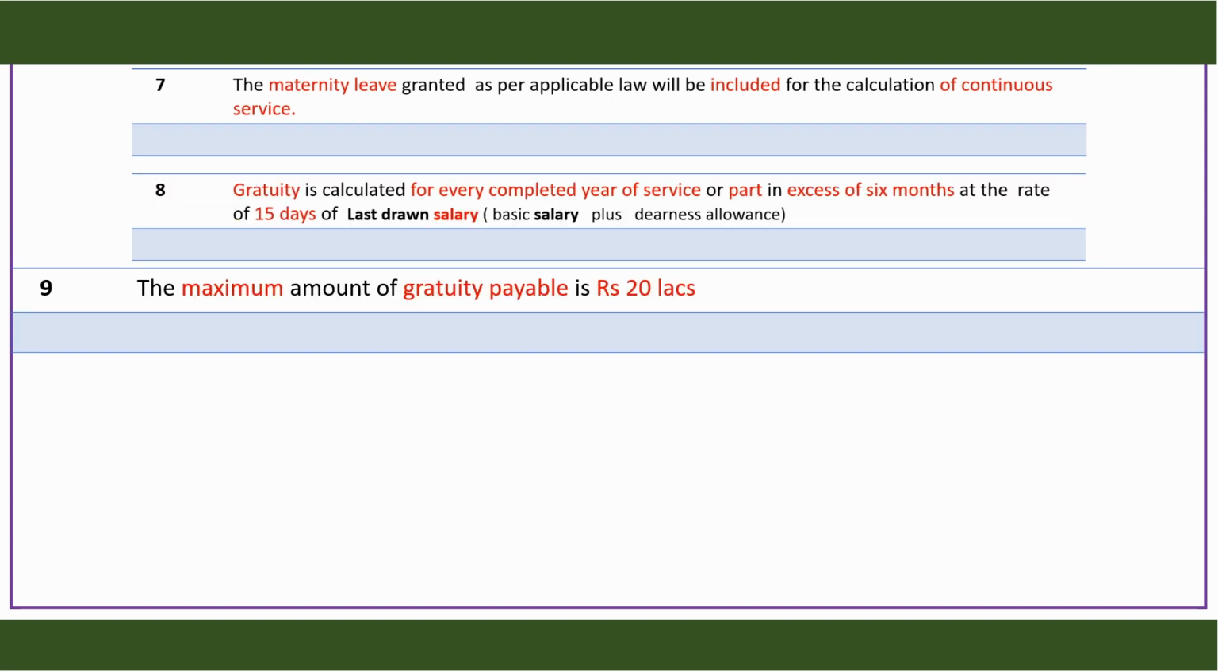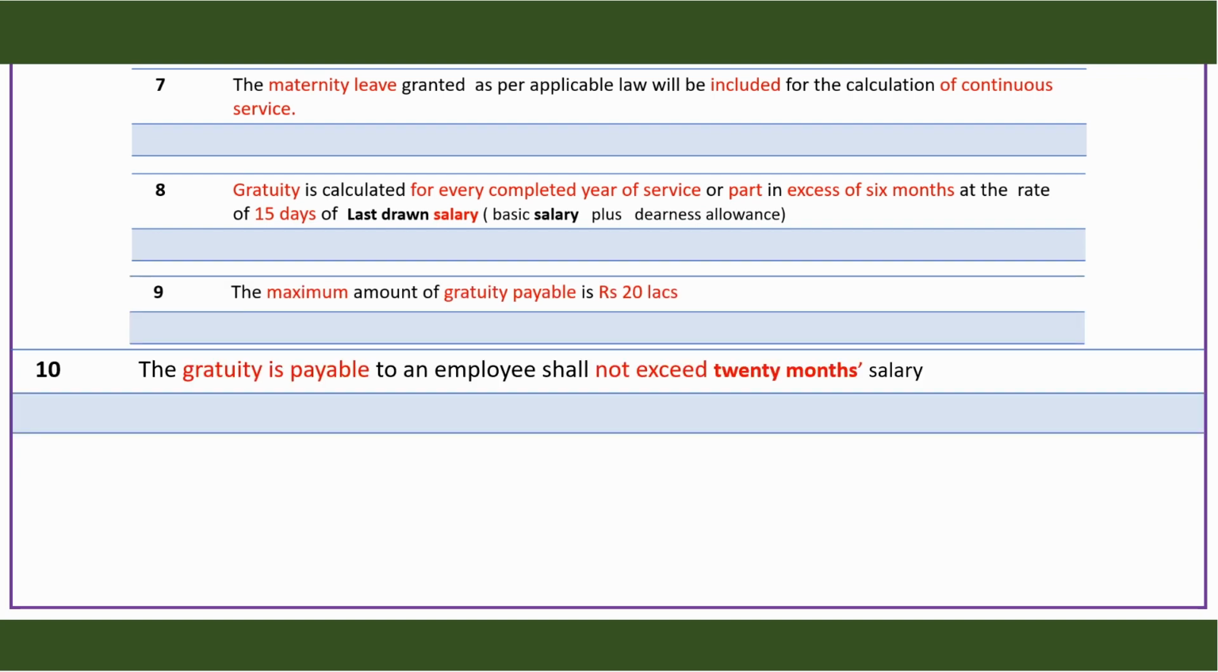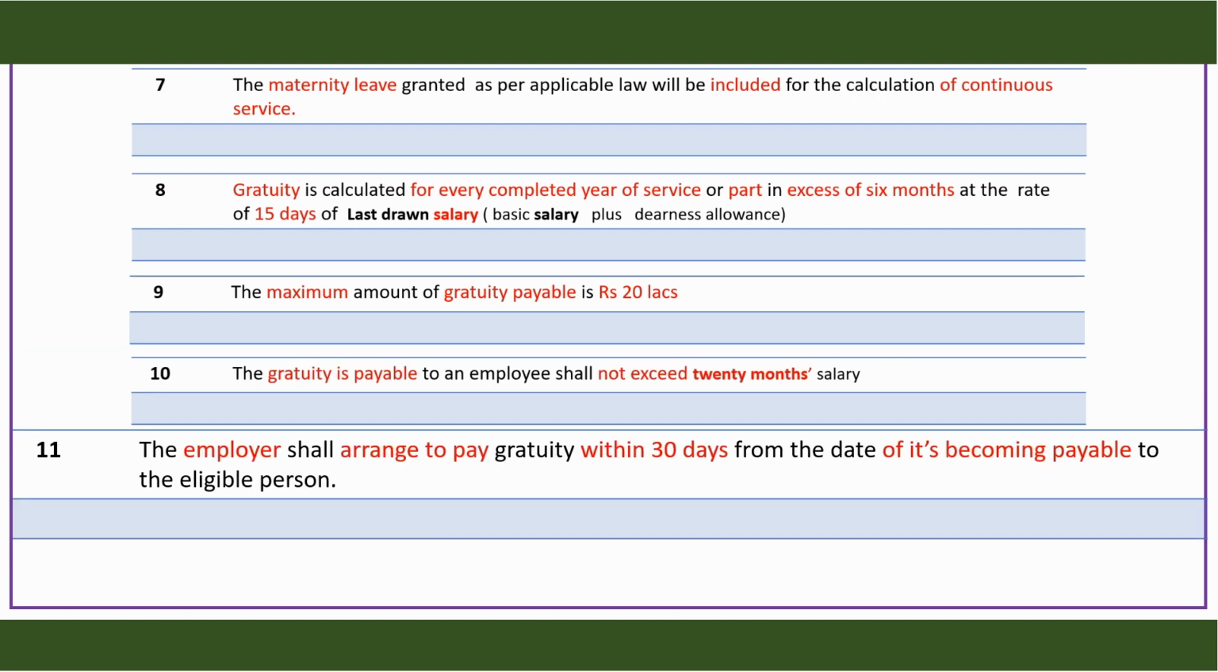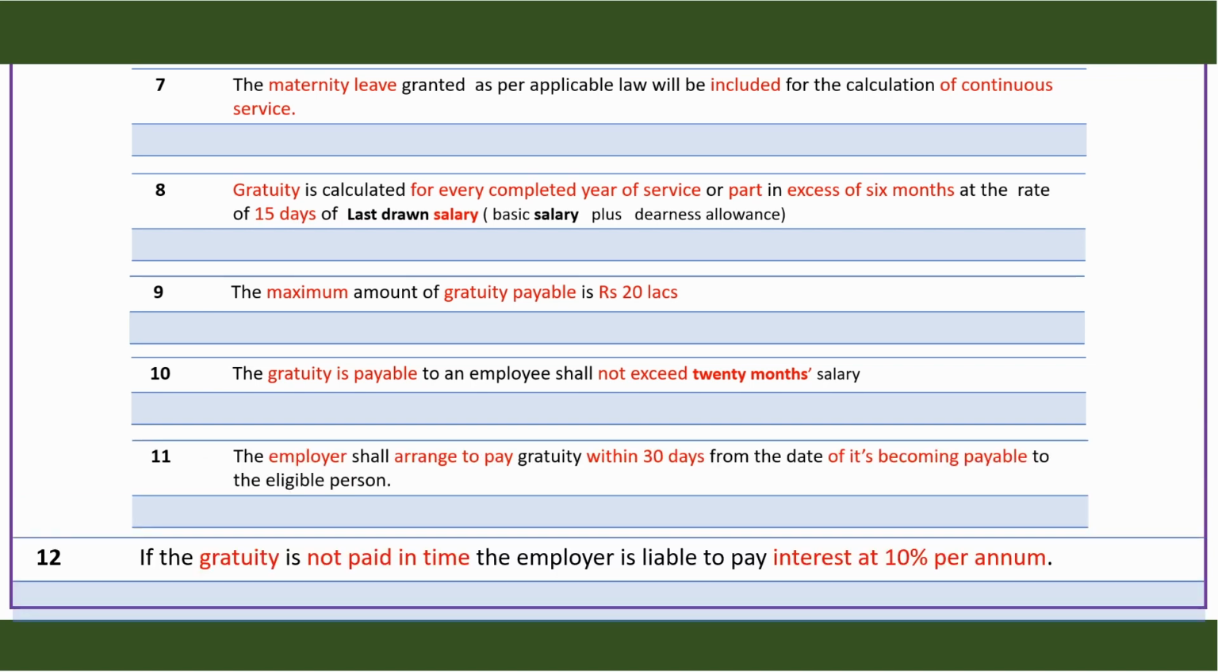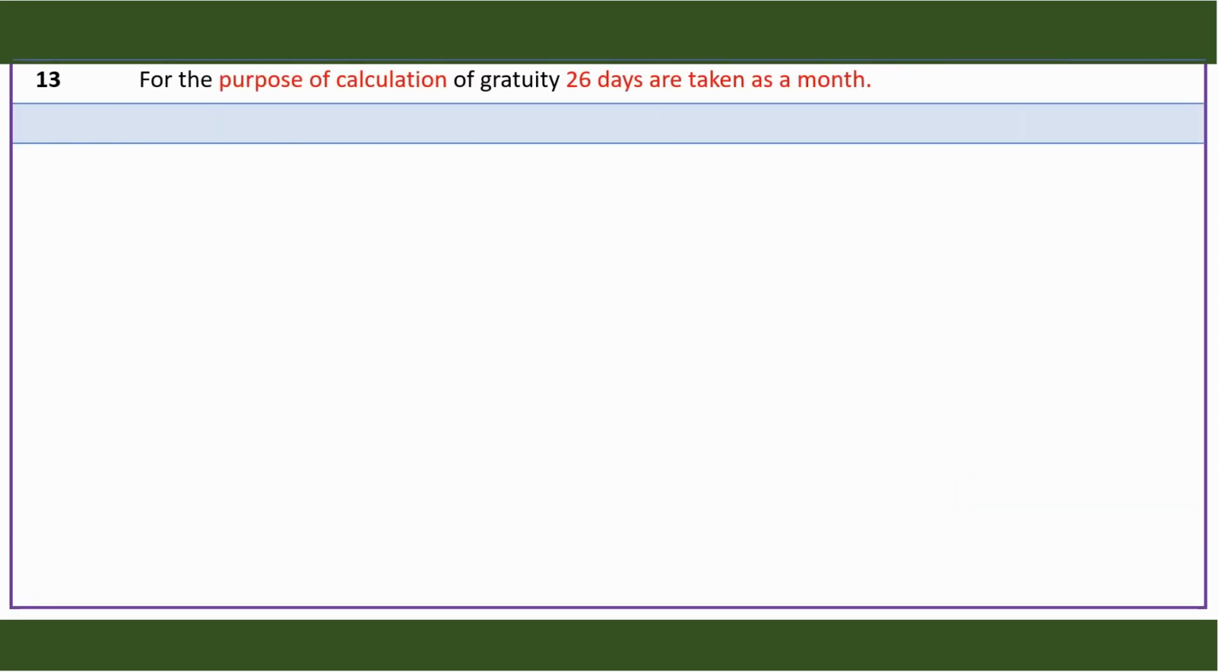The maximum amount of gratuity that can be paid to a person is frozen at rupees 20 lakhs; it is 20 lakhs or 20 months salary, whichever is less. The gratuity has to be paid within 30 days from the date it becomes payable to the eligible person. If there is a delay in making payment of gratuity beyond 30 days after it is due, the employer is liable to pay interest at the rate of 10% per annum. While calculating the gratuity, the average number of working days in a month is taken to be 26 days.